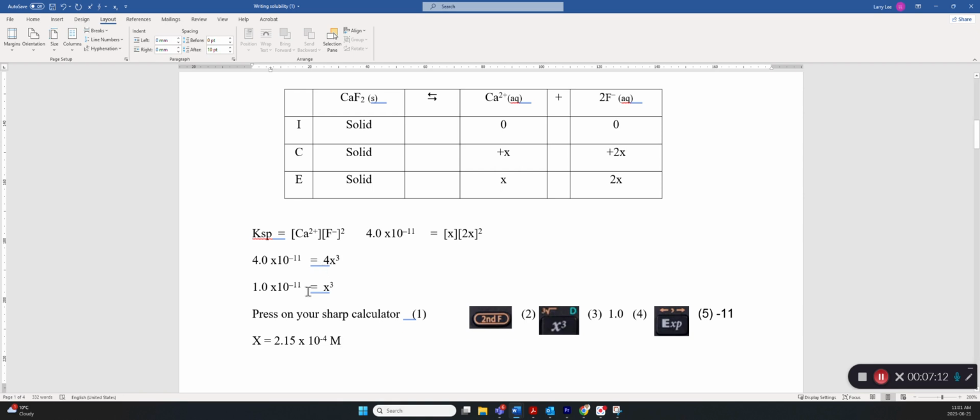Now let's take a quick look at the significant figures. We only had 2 sig figs right here, so the answer should have 2 sig figs, and that will be 2.2 times 10 to the minus 4 molar solubility for calcium fluoride.